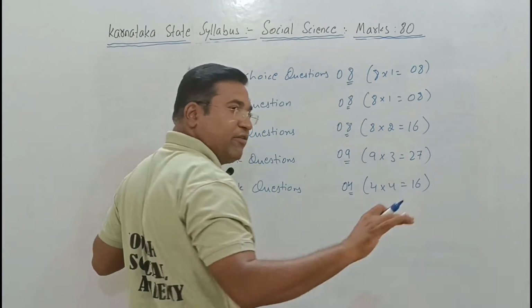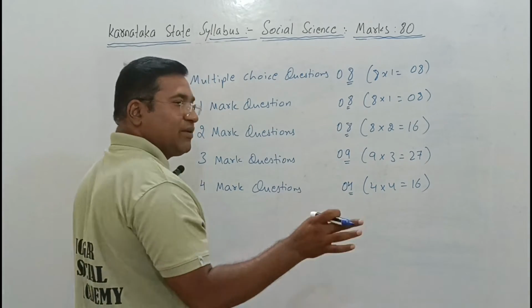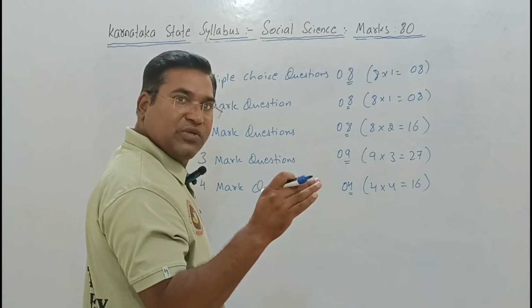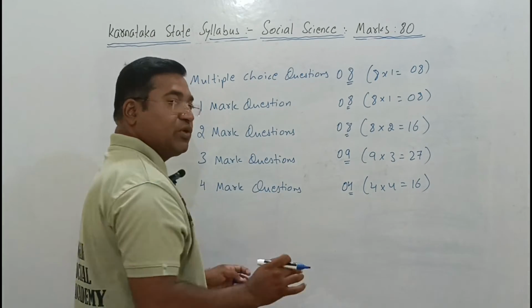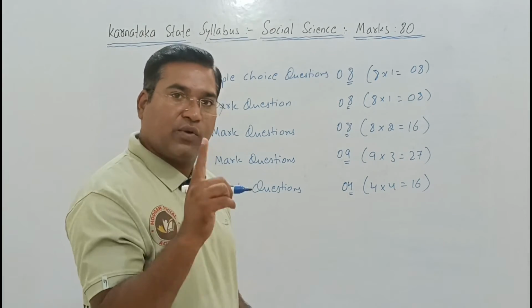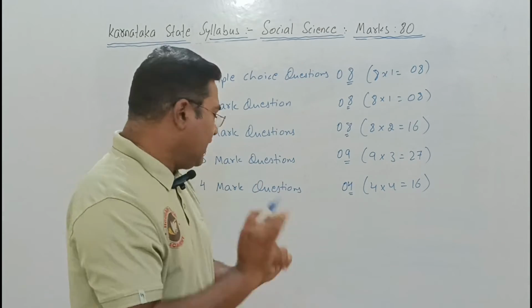So here in the multiple choice already 4 options will be given, you have to work on it. And in the 1 mark there will be no choice, direct answers you are going to write, so there will be no choice. But in 2 mark, 3 mark, 4 mark you will get choice, one question you can alternate, that question or that question you can write.